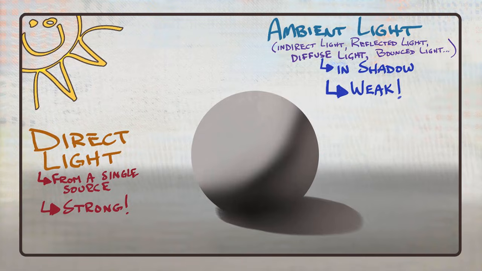Alright, let's now bring value back into the conversation and do some painting. You'll probably recall this sphere demo from lesson 1. It dealt with both direct light from the sun and ambient light in the shadow. We're going to do something similar here today, only this time we can't use a blank background like that. We need an environment to inform our color decisions.